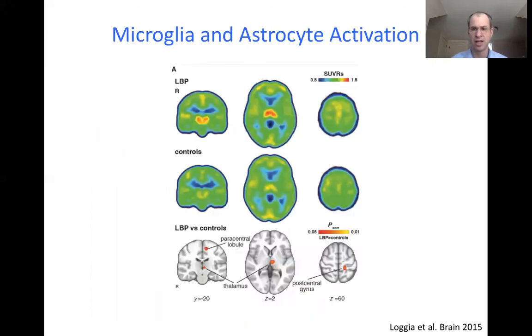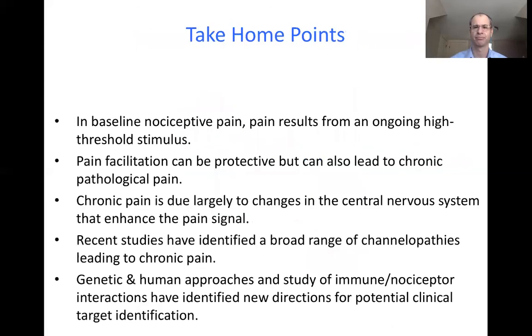And this idea of microglial and astrocyte activation in the brain has also been validated with imaging studies in low back pain patients and controls, seeing that there's greater activation using, in this case, PET tracers. So I'll leave you with a few final take-home points. Again, in baseline nociceptive pain, pain results from an ongoing high threshold stimulation. When that stimulation ends, the pain ends.